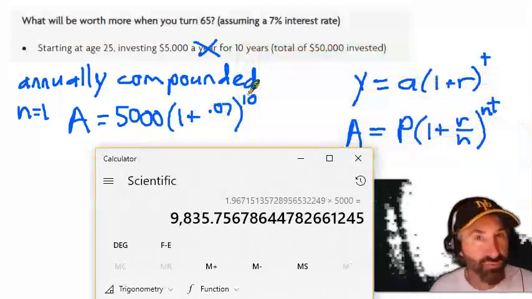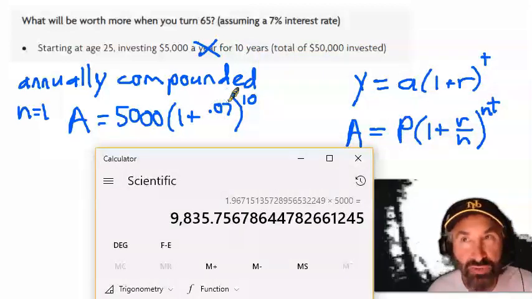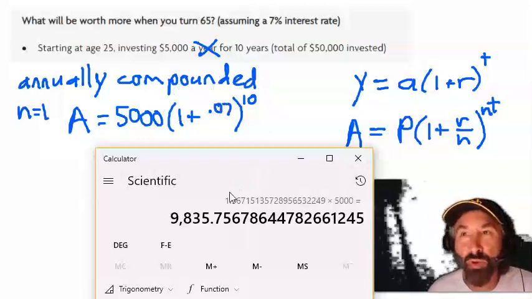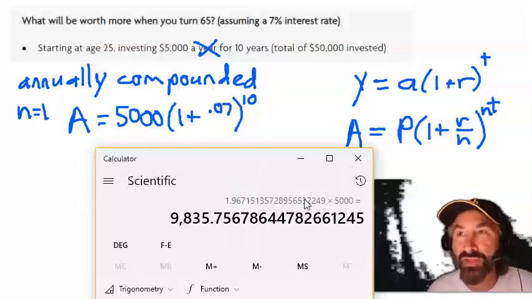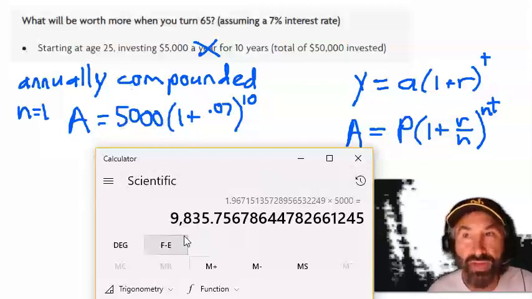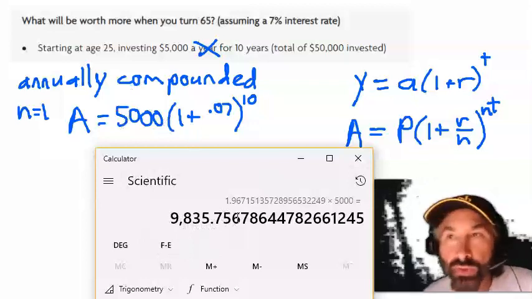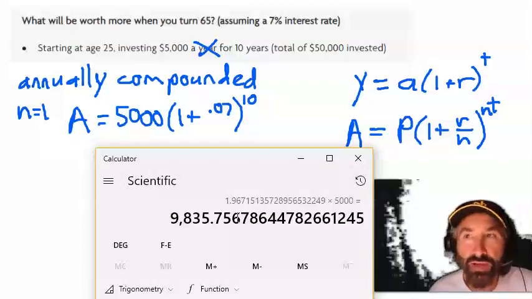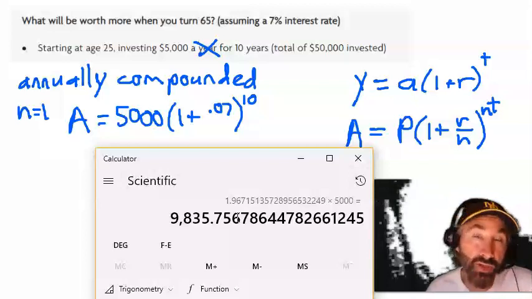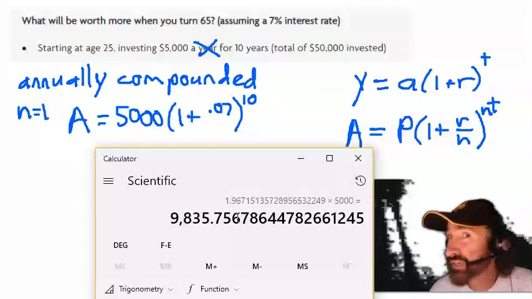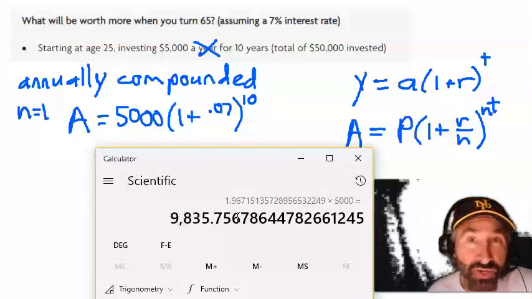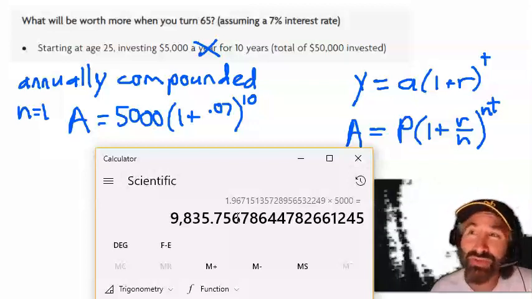I raised that to the power of 10 because I did PEMDAS. I did everything in parentheses first, then exponents, then multiply. So 1.07 to the power of 10, and that was like 1.97 approximately. And then I multiplied that times 5,000, and I ended up with $9,835.76. So, in other words, in the end, I ended up with about $9,800. So I made about $4,800, almost 5,000 bucks. I doubled my money. That's not bad considering all I did is put the money in an investment. It wasn't me working for the money all those years. That's kind of nice. That's the beauty of investing.